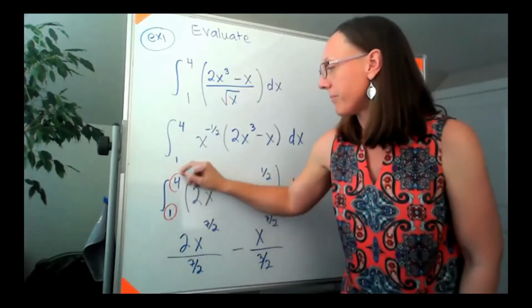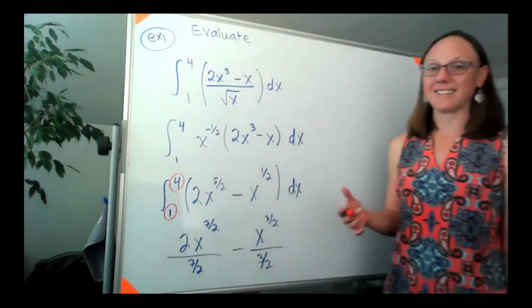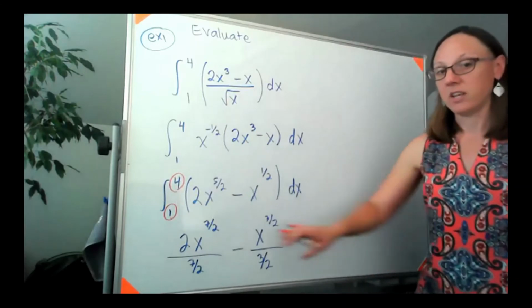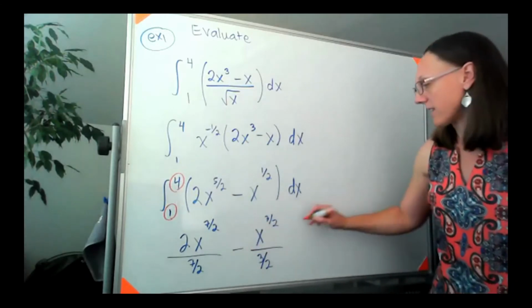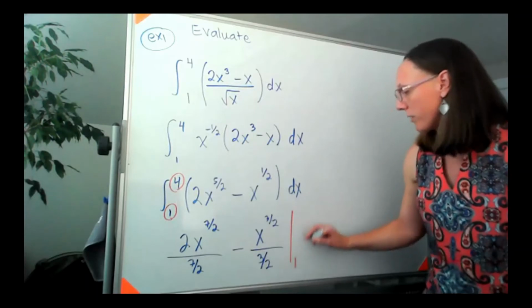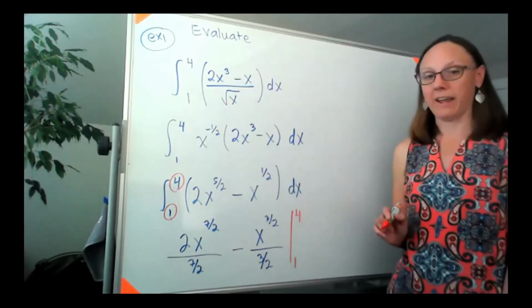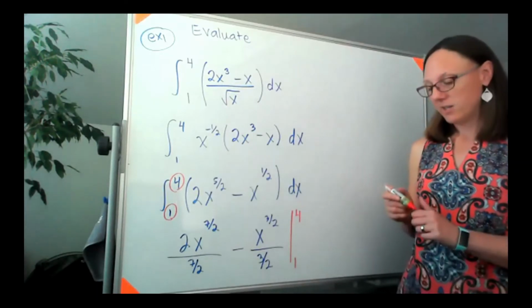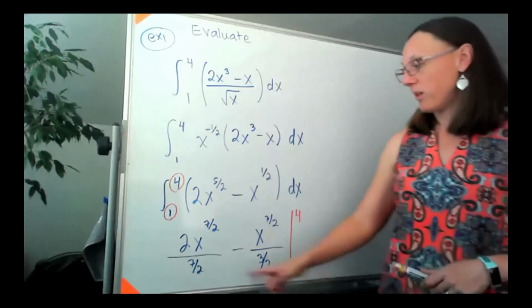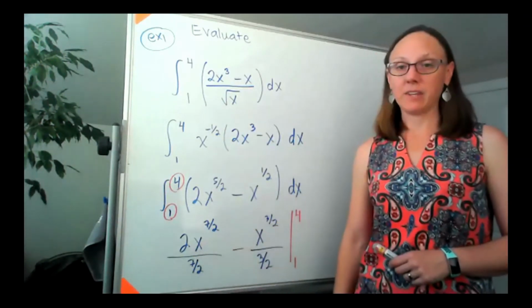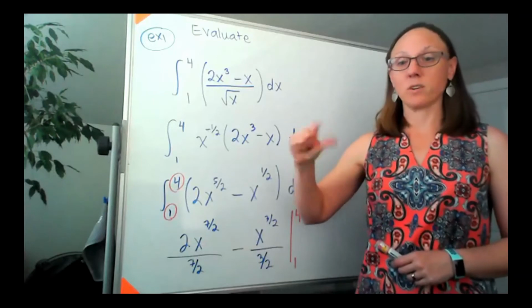We can clean that up or not, but I don't want to forget about the fact that we do have endpoints, meaning this is a definite integral. So that first step was to find the antiderivative, but now I know I'm going to be plugging in 1 and 4. So if we wanted to clean this up, dividing by a fraction is the same as multiplying by its reciprocal.